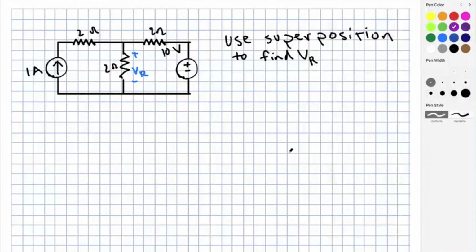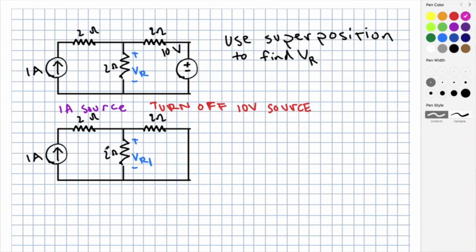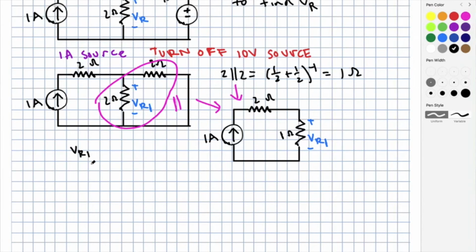To understand this clearly, let's do an example. In this example, I'm going to use superposition to find the voltage across the middle resistor. I'll start with the contribution due to the 1 amp source, which means I need to turn off the 10 volt source or replace it with a wire. I redraw the circuit and try to find the voltage across the central resistor, which we will call VR1. Then I notice that the two resistors on the right hand side are in parallel. Combining these resistors, I get 1 ohm. Then I can use Ohm's law to find the voltage VR1 is equal to 1 volt.